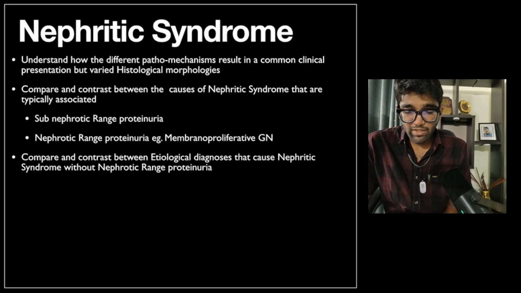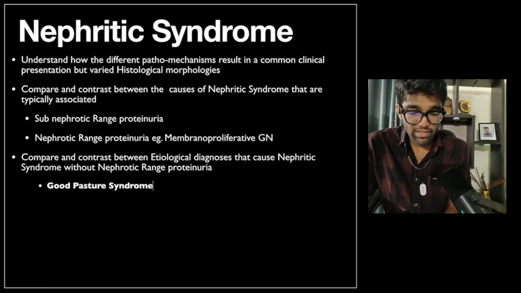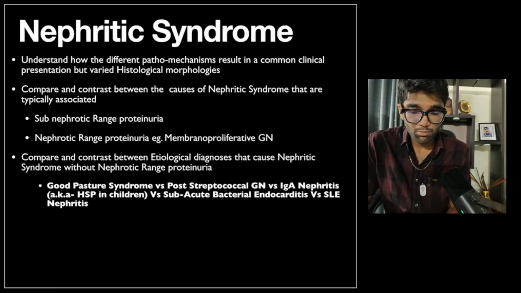Now we'll compare and contrast between etiological diagnoses that cause nephritic syndrome, in this discussion without nephrotic range proteinuria. So this will include Goodpasture syndrome, post streptococcal glomerulonephritis, IgA vasculitis, that is also called Henoch-Schönlein purpura in children, subacute bacterial endocarditis, and SLE related nephritis.